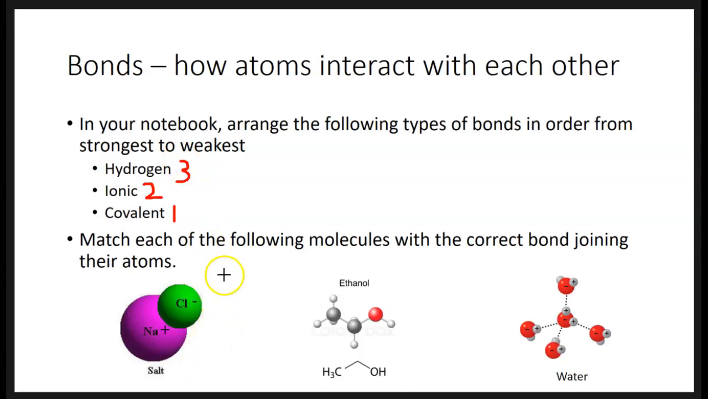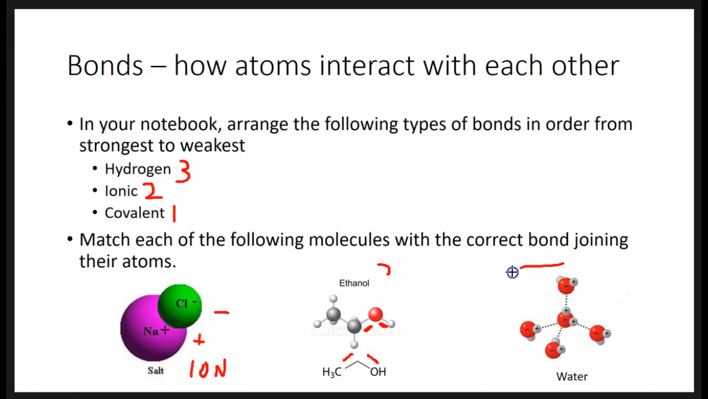Now in your notes, match each of the following molecules with the correct bond joining their atoms. What'd you get? Here is salt. That is an interaction between two oppositely charged ions. That's an ionic bond. Here is ethanol. Ethanol is formed by covalent bonds between these atoms. Those covalent bonds we represent as solid lines in chemical diagrams.